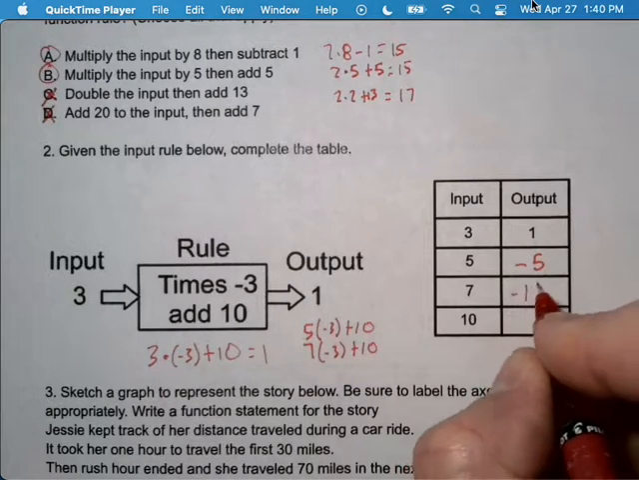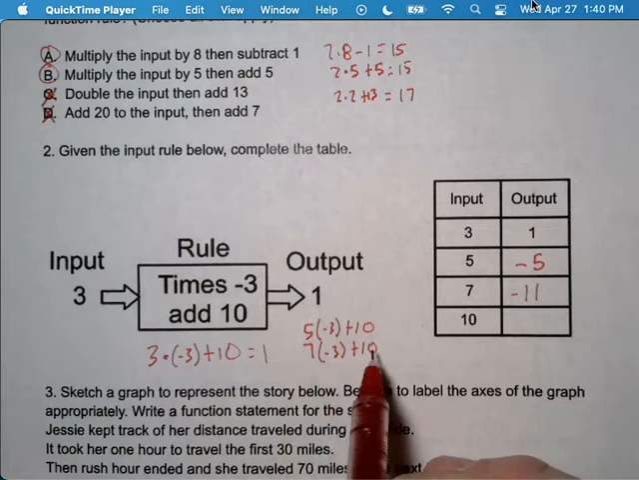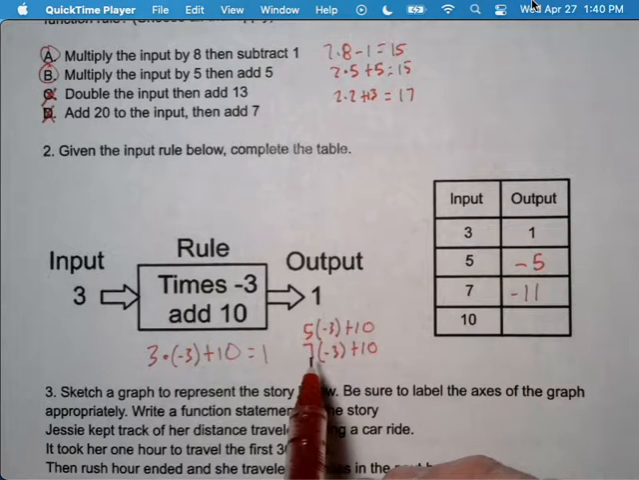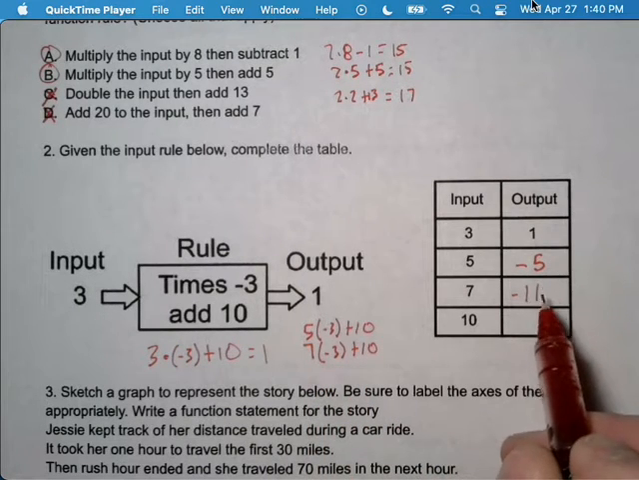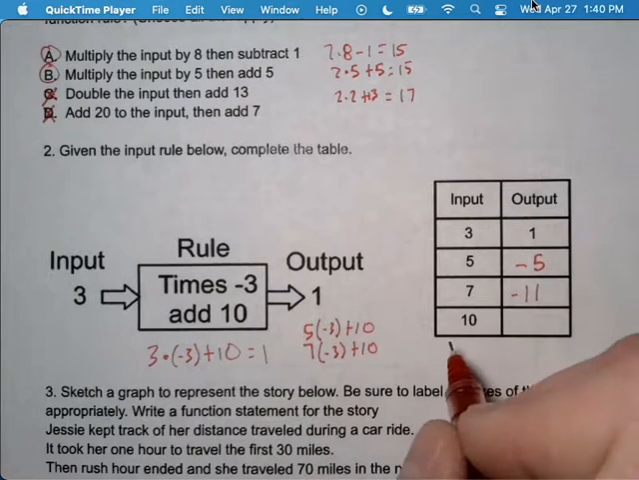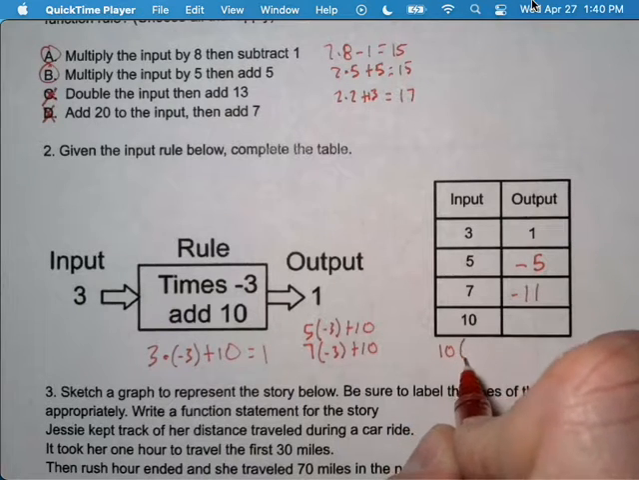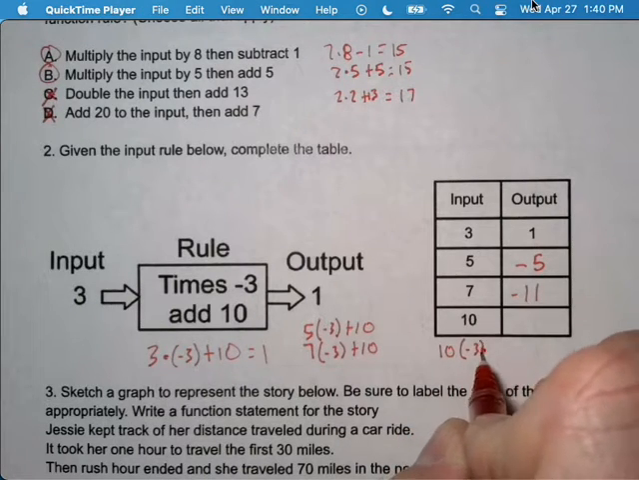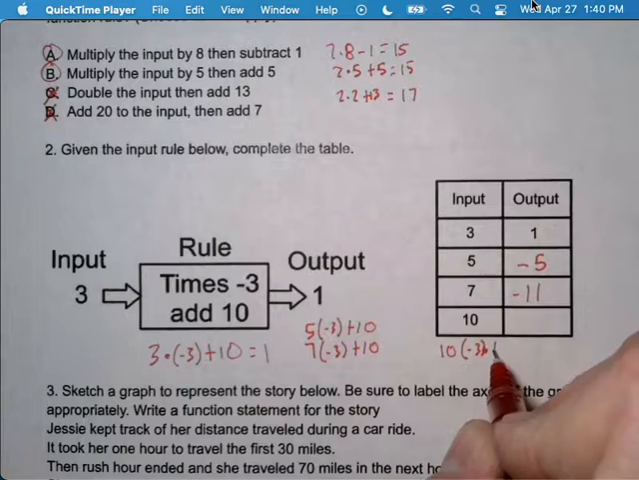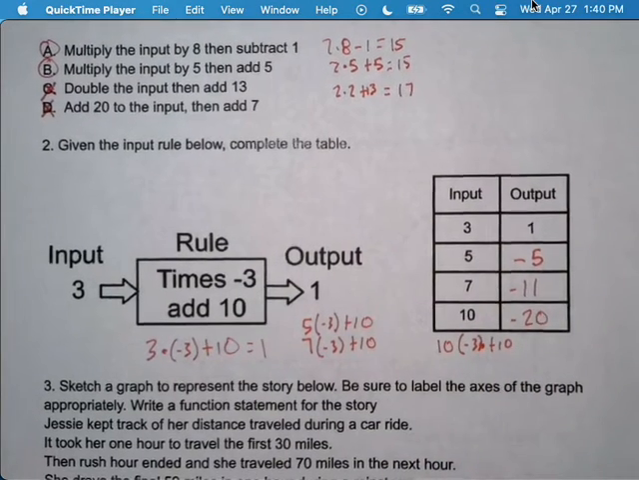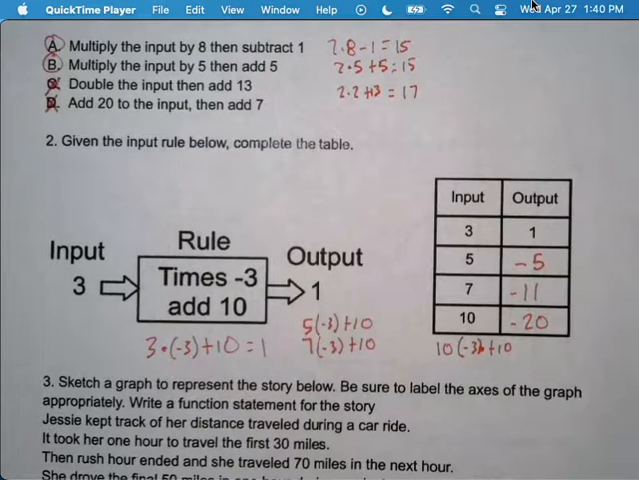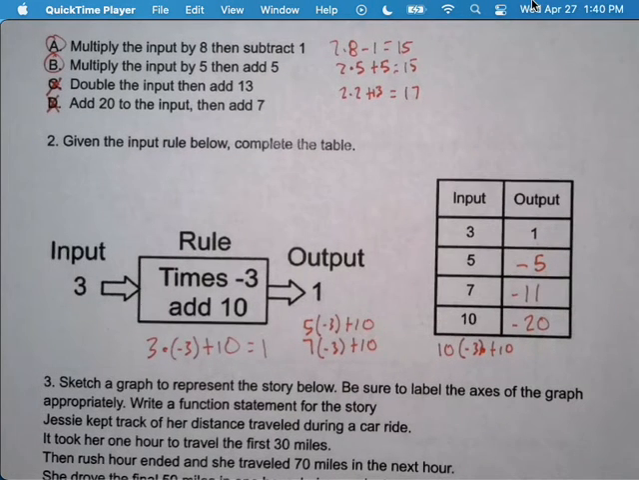Negative 11. And you guys, of course, can use your calculators. Once you have this written down, all you would have to do is type it straight in. 7 times negative 3 plus 10 equals, and it'll tell you what the output is. Okay, and then our last one would be 10 times negative 3, which is negative 30, plus 10 is negative 20. Okay, so there we go. That completes the table. That's all we have to do on that one.